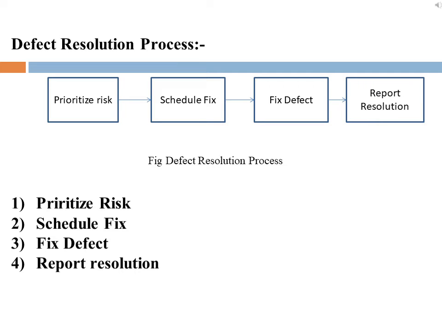A suggested prioritization method is a three-level method as follows. The first is critical. Critical means it would cause the software to stop. Second is major.